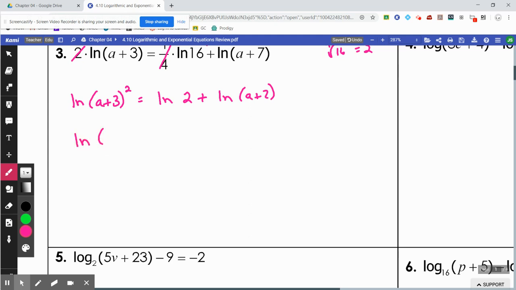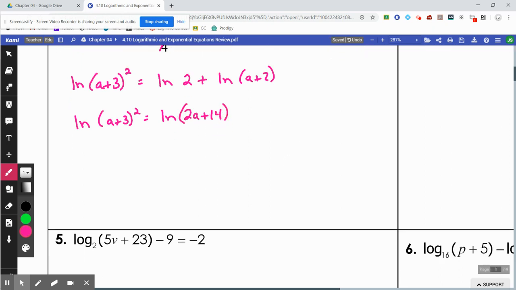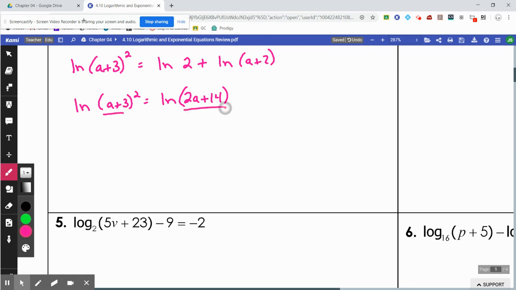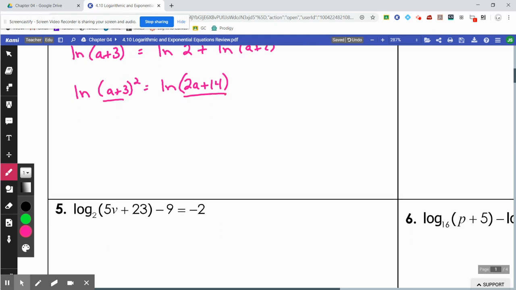So that'd be now the natural log of a plus 3 to the second equals the natural log of 2a plus 14. Now you have, again, a natural log equal to a natural log, so you're going to set the arguments equal to each other. And since I see that it is quadratic, I'm going to go ahead and FOIL this out. So that's a squared plus 6a plus 9. If you don't remember the shortcut for squaring a binomial, square this, multiply them and double them, and then square this. And you've got that. So equals 2a plus 14.